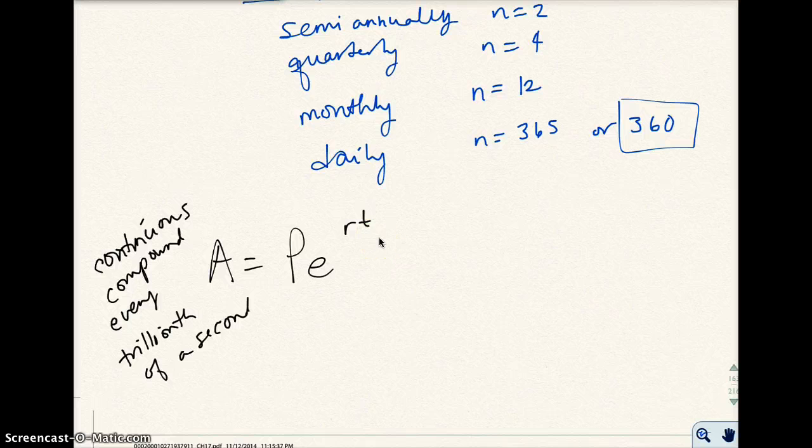So again, I'm running out of time right now. I have run up to my 15-minute time limit. So I'm going to go ahead and stop the video, and then we'll do some examples dealing with compound interest in the next part. Part 4 will deal with that.